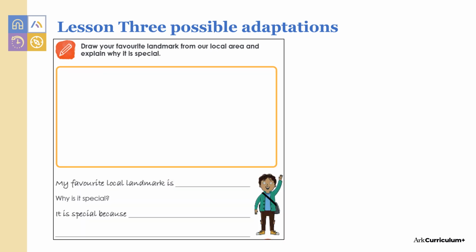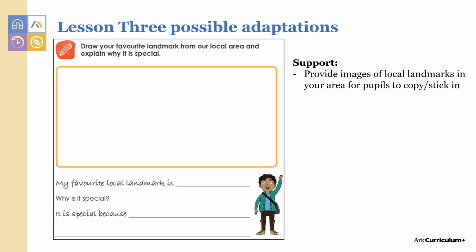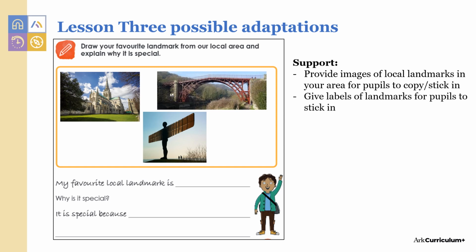In Lesson 3, pupils need to draw their favourite landmark from their local area, then explain why it is special. To support pupils, you can provide images of local landmarks in your area for pupils to copy or stick in. You could give labels of landmarks for pupils to stick in.